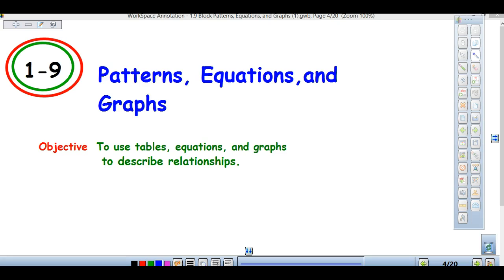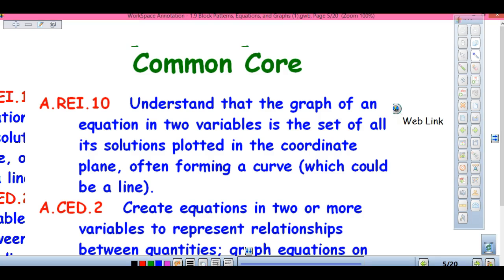So today we're going to review. Yesterday we reviewed how to plot points and lines and all that good stuff, right? Today is going to be using tables, equations, and graphs to describe relationships. Basically, we're going to write an equation for our situation and then talk about some of the patterns that it creates. Nothing super major, but I know it's something that we struggle with a little bit.